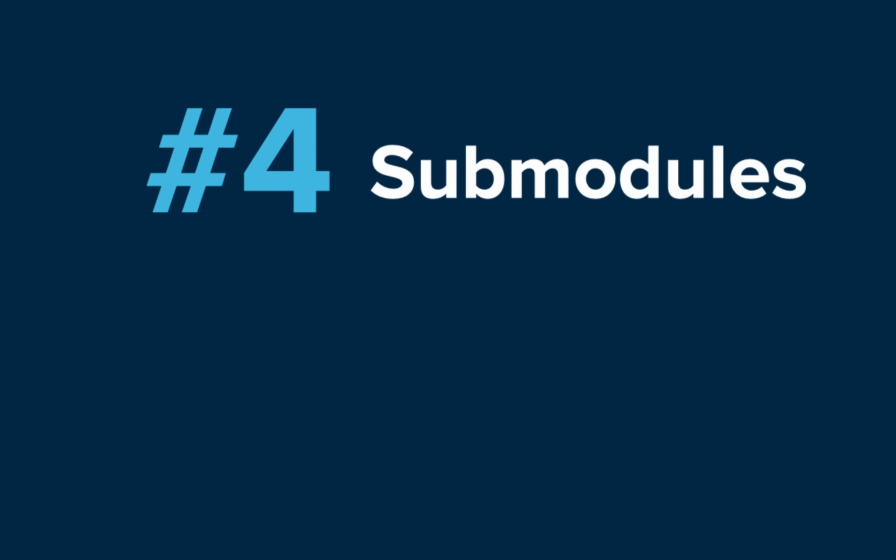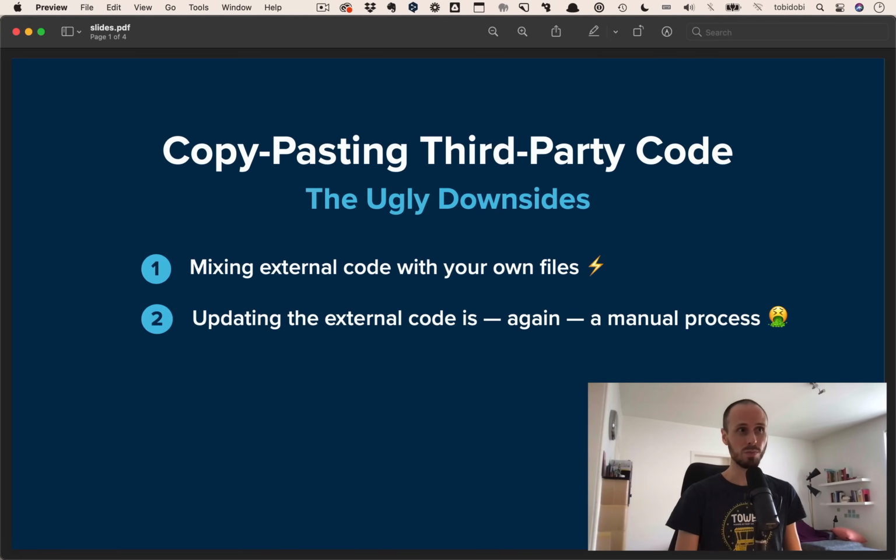Pretty often in a project, you want to include libraries or other third-party code. And you can go the manual way: download the code, copy the files into your project, and commit the new files into your project's Git repository. This is a valid approach, but it's not the cleanest one.